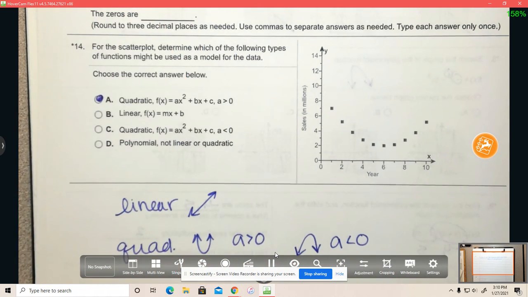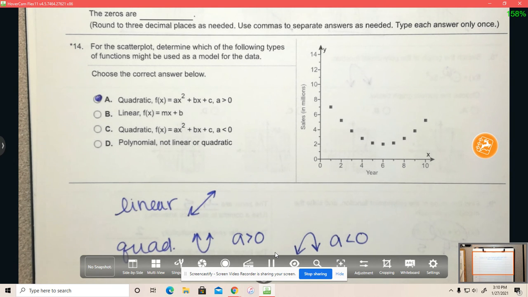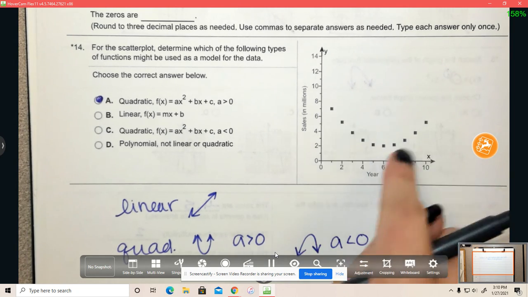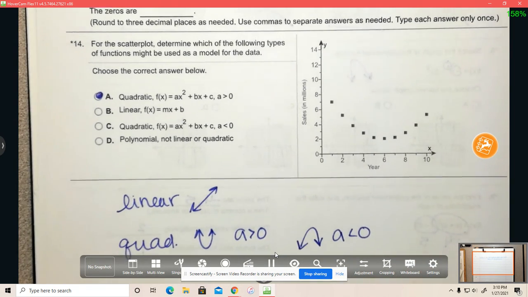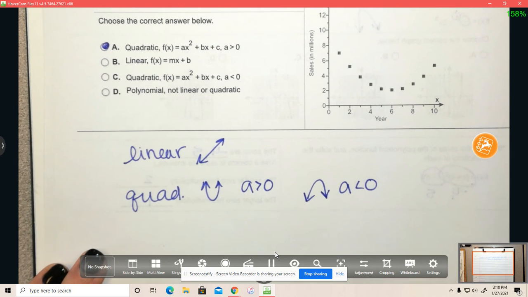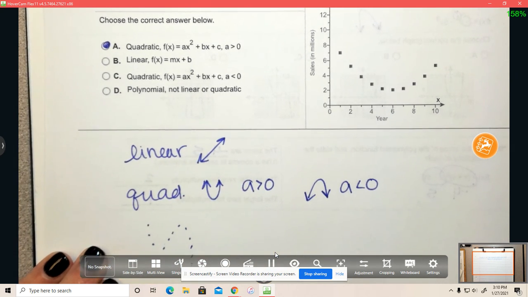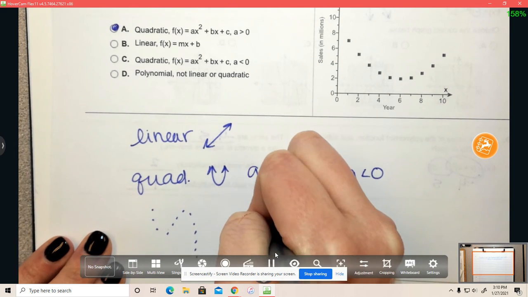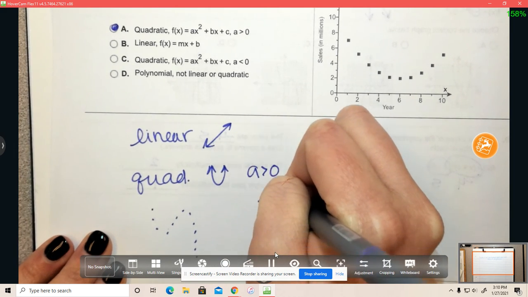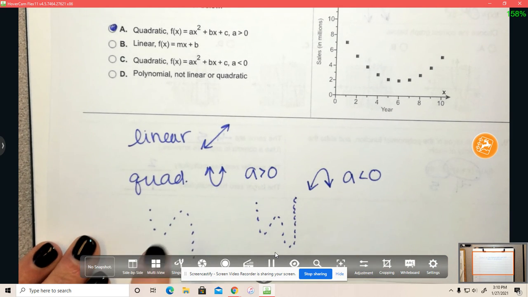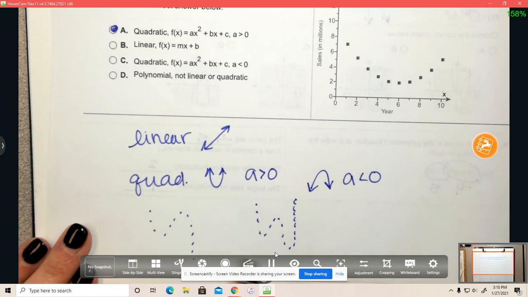Okay. 15 and 16 are very similar. You're going to decide if it's linear or quadratic. And if it's quadratic, is A greater than 0 or less than 0? So positive or negative. I don't think that any of them are going to be polynomials, but if you had a graph like this, that would be polynomial, or something like that, that would be polynomial. But I think that all of them today are either linear or quadratic.